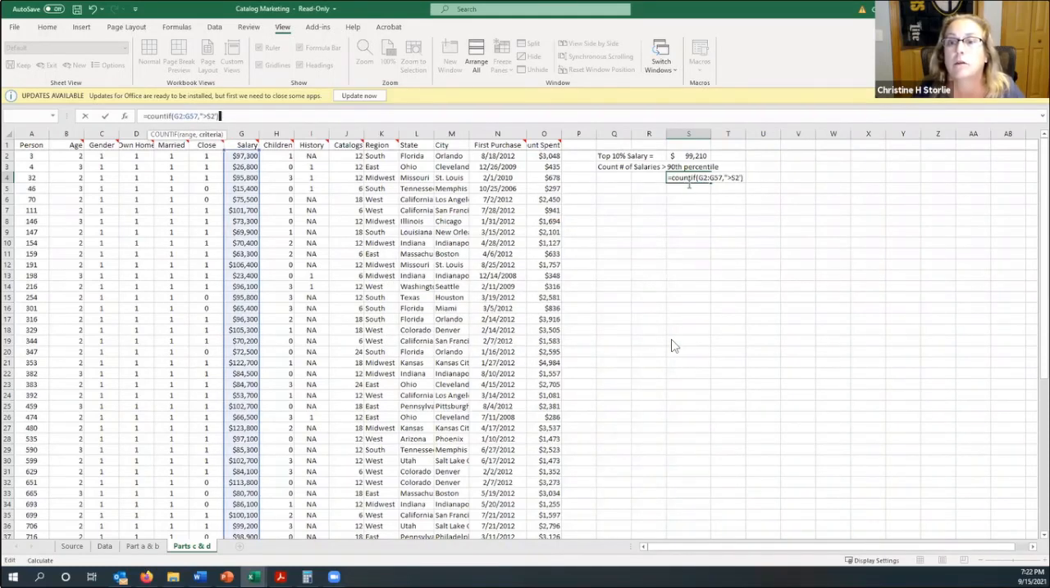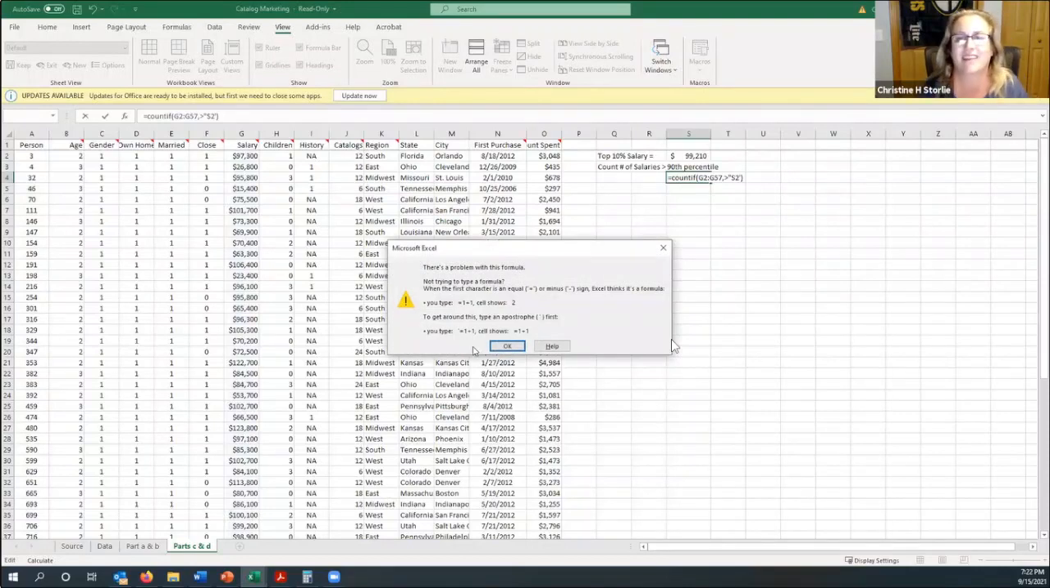COUNTIF, range, count. Did I put the quote marks in the wrong spot, Excel? Sorry, she put a single quote, I think. She put a single quote instead of a double quote at the end. Also, she didn't do greater than or equal to. It should be greater than or equal to.